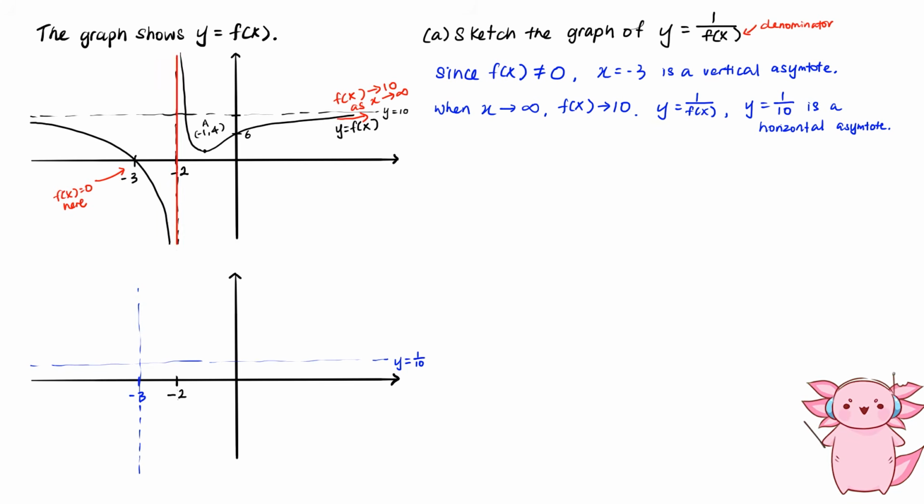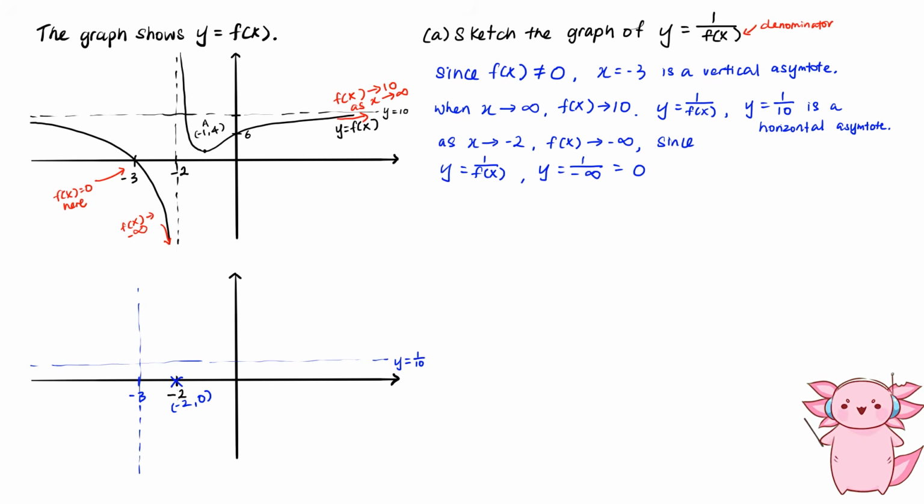Okay, let's take a look at the original graph's x equals to -2 asymptote here. As x approaches -2, f of x approaches infinity, and since y equals 1 over f of x, 1 divided by infinity is 0. So we can plot the point x equals to -2 and y equals to 0 here.